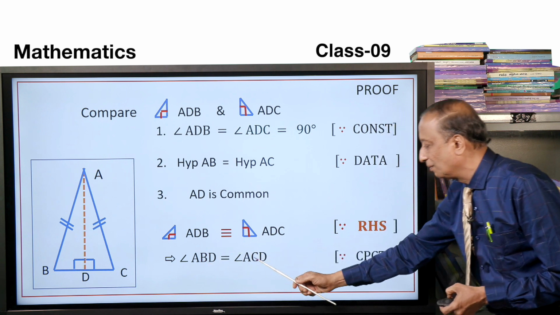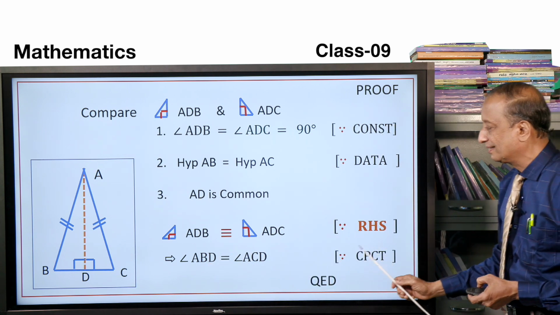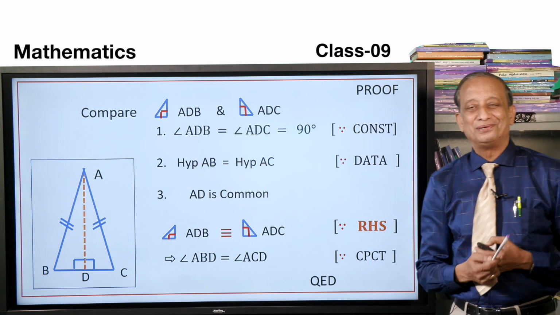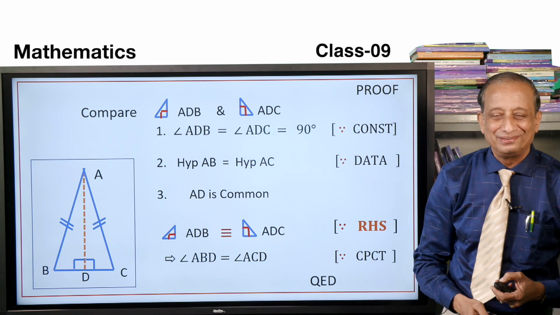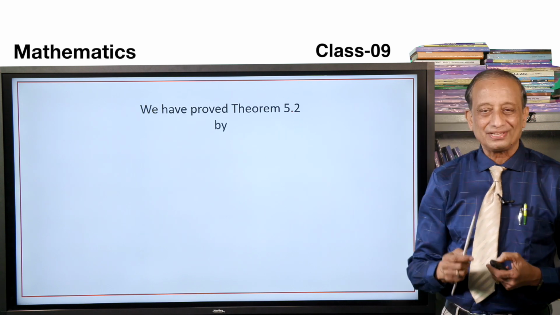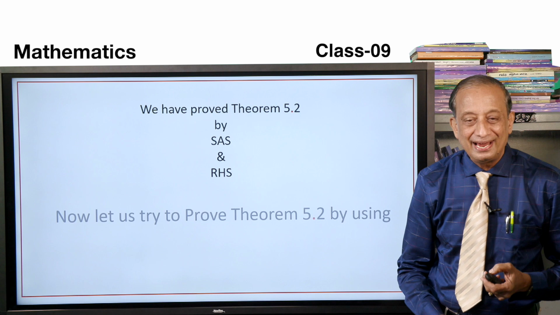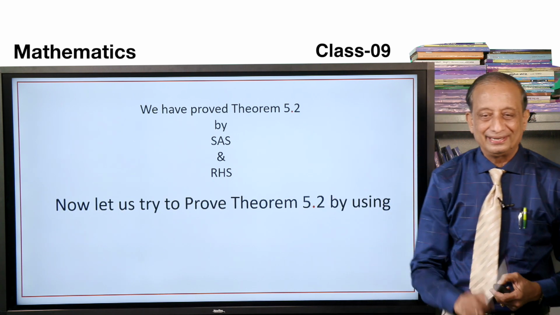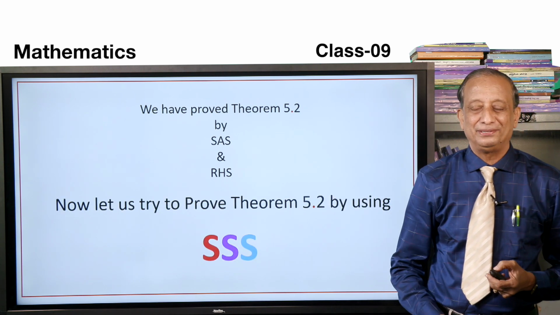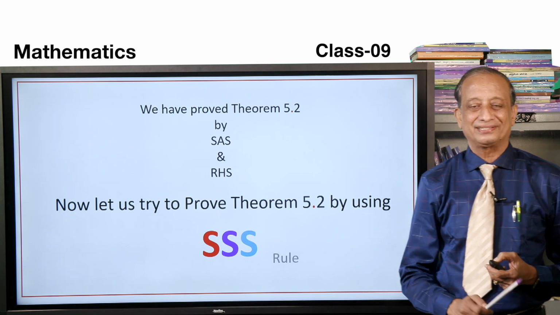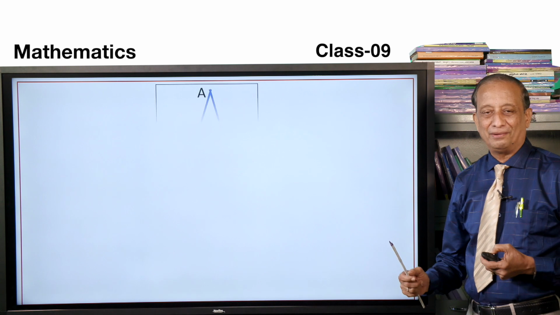Once they became congruent, the corresponding parts are equal. Therefore, angle B and angle C are equal. So, we could prove using RHS rule also. So, we have proved the theorem 5.2 using SAS and RHS. Now, let us try to prove the same theorem 5.2 by using SSS. What is the construction, children? What construction you wanted to do now? Come on, look at the figure.